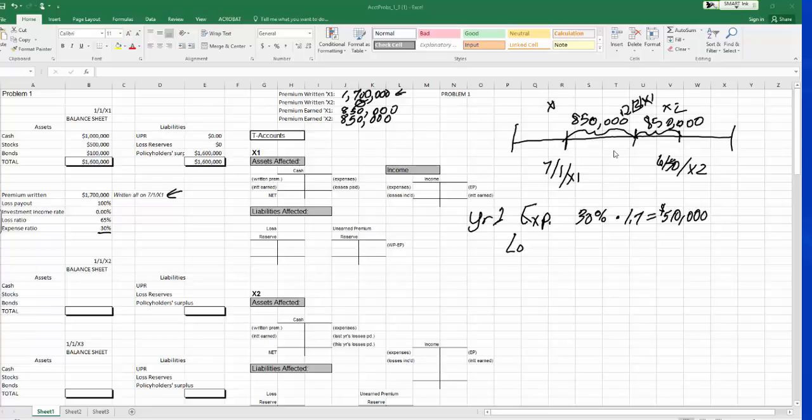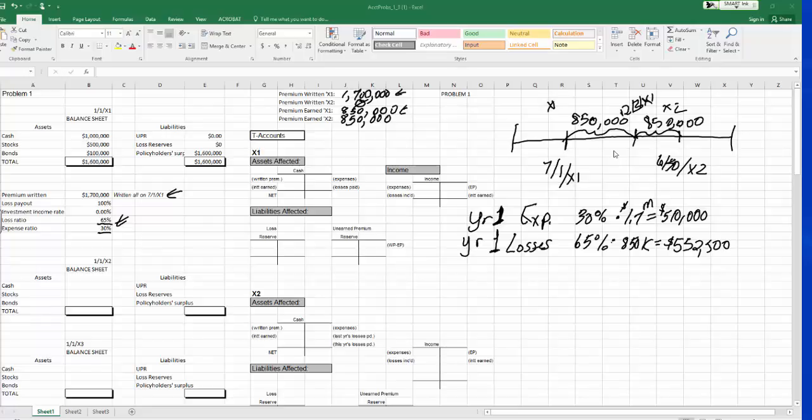Now for losses, we have a 65% loss ratio. And remember, losses are taken against premium earned. So that's $850,000. So my losses are 65% times $850K, for $552,500. Again, this is for year 1.